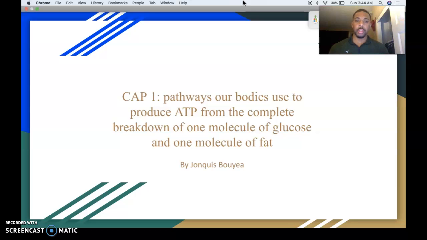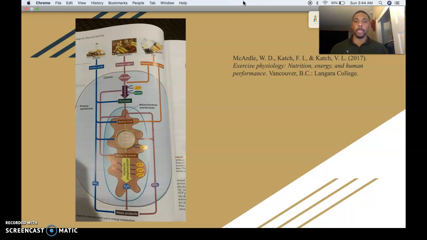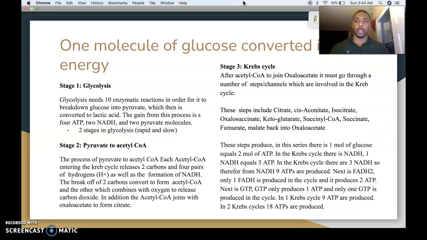This is my presentation on the pathways our bodies use to produce ATP from the complete breakdown of one molecule of glucose and one molecule of fat. Within this diagram, we will be stating the proper pathways, as I stated, of one molecule of glucose and one molecule of fat by using this diagram from my exercise physiology book, Nutrition, Energy, and Human Performance by McArdle et al., 2017. To begin this process, it first must go through glycolysis.